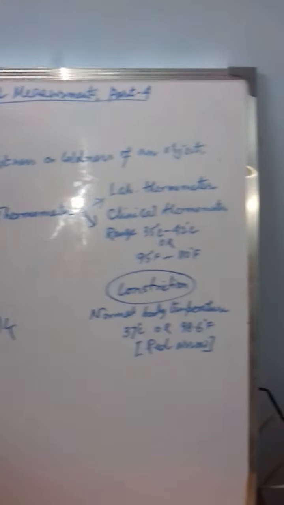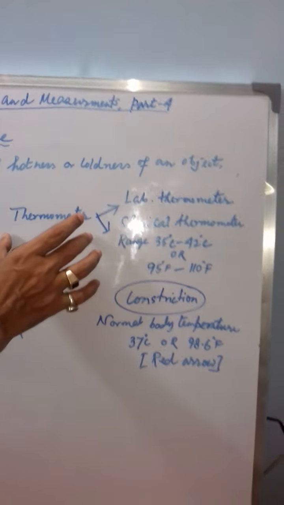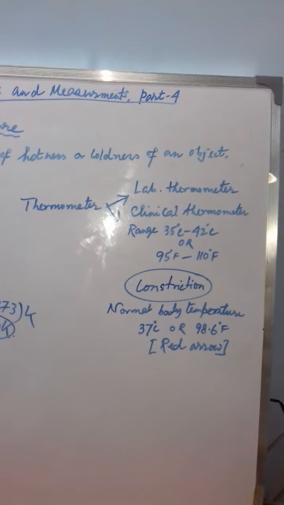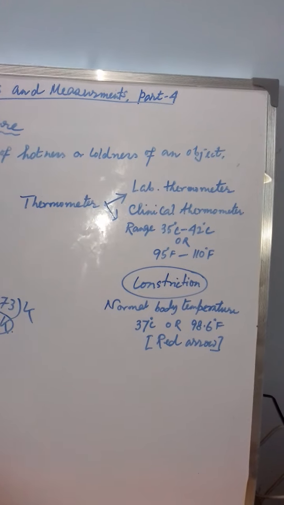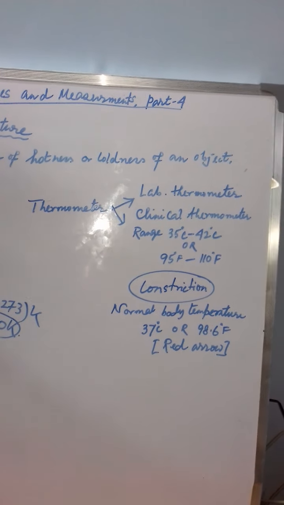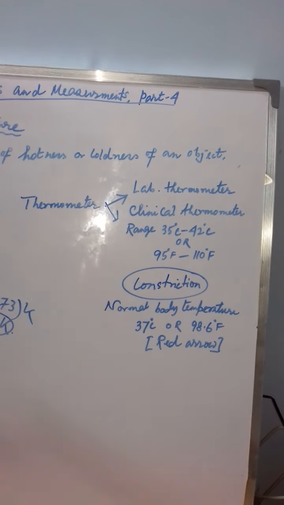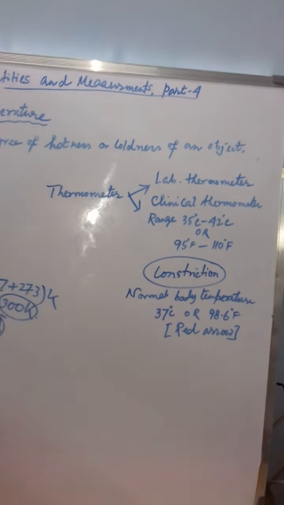And now we are going to discuss the device which is used to measure the temperature. You are familiar with that, the thermometer. In a thermometer, in a centigrade thermometer, there are two extreme points. One is the lower fixed point, which is 0 degree Celsius, and another is the higher fixed point, which is 100 degrees Celsius. So what is the difference between 100 and 0? 100 equal divisions are there.